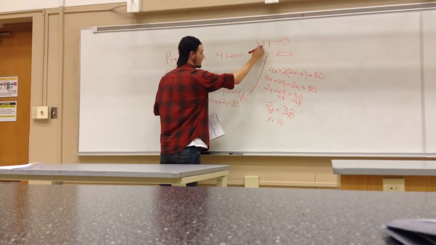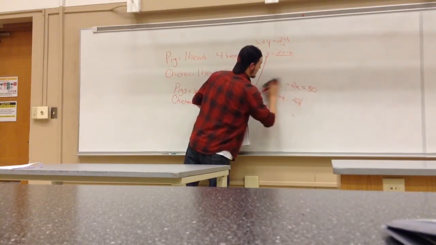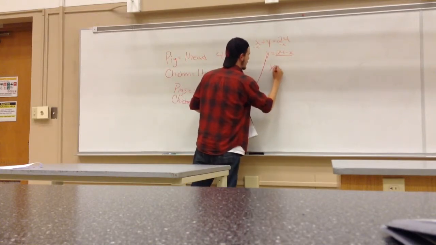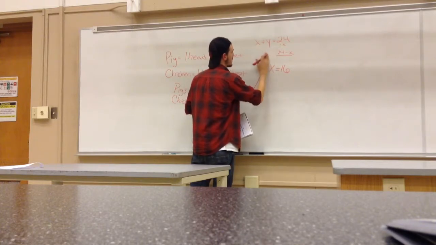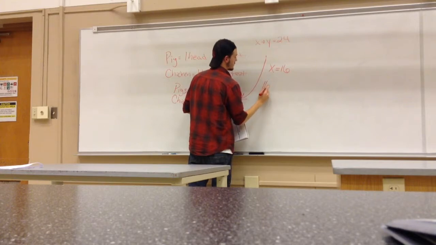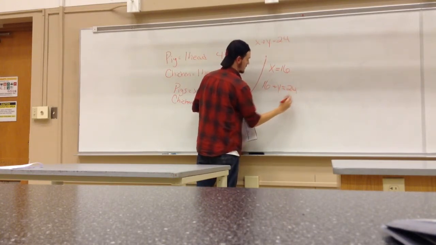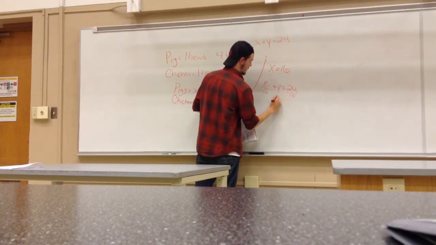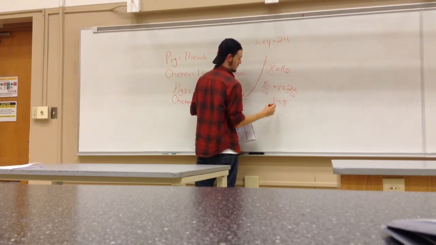And now we can go back to our first equation. We had X equals 16. And if we use the same equation, we can plug in the 16 for X in X plus Y equals 24. Now we solve for Y again, subtract 16. Y equals 8. So again, we have 16 pigs and 8 chickens.